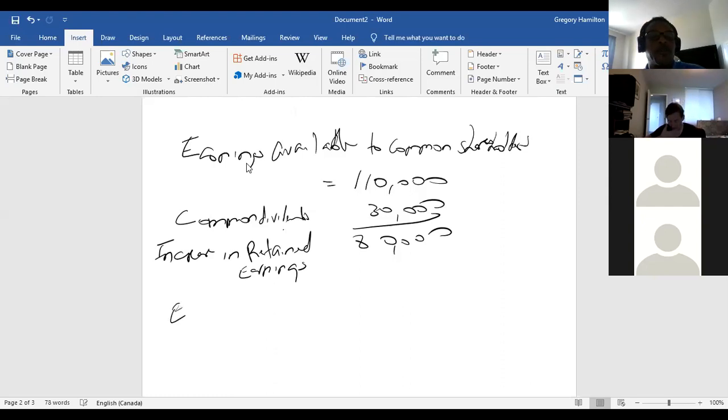So the first thing is our earnings per share, which would be 110,000, the earnings available to common shareholders, divided by the number of shares outstanding. In our case, it's 20,000. So our earnings per share should be around $5.50.